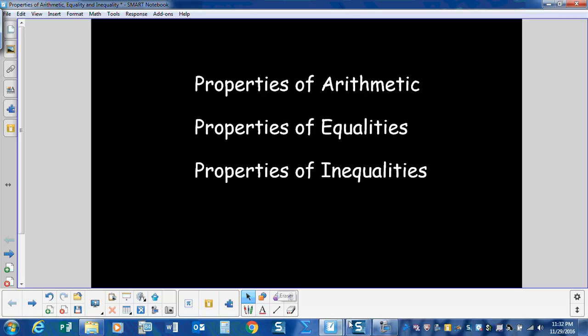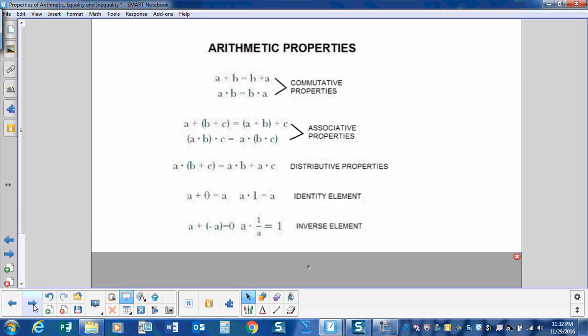Today we'll be looking at the properties of algebra. They include the properties of arithmetic, the properties of equalities, and the properties of inequalities. So let's review the arithmetic properties: commutative, associative, distributive, identity, and inverse.